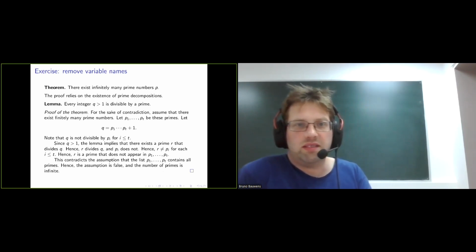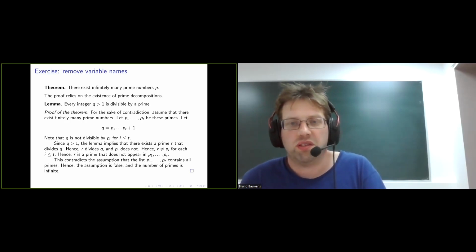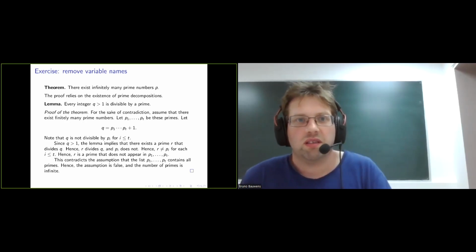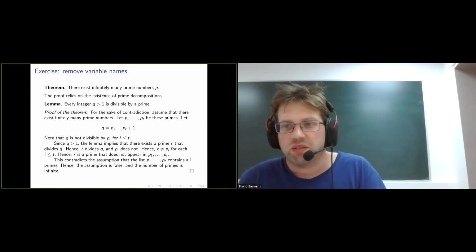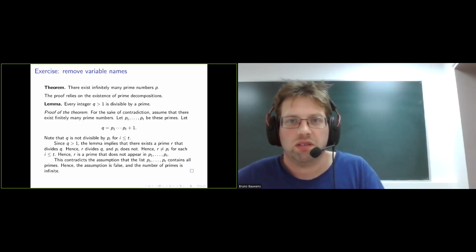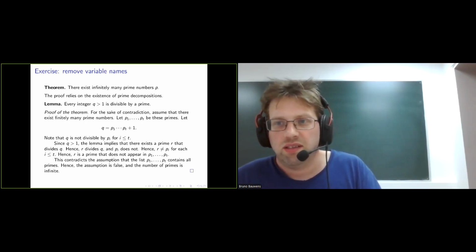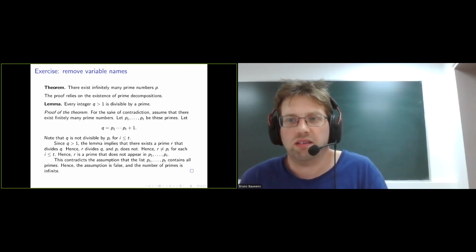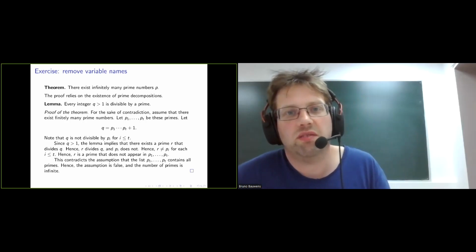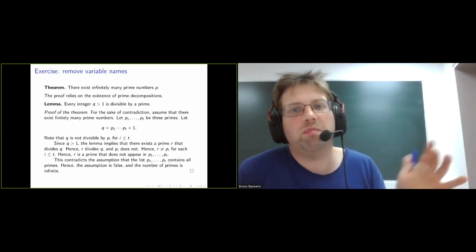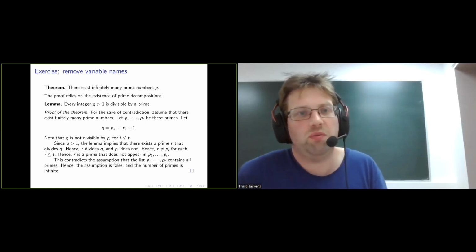So here is some exercise. Let's go over it line by line, and then you can tell me what can be improved. So the theorem: there exist infinitely many prime numbers P. What can we improve on the statement? We can drop two things. We can actually say, okay, one can discuss this: there exist infinitely many primes. It's debatable whether this is better or not. I am not sure, but at least P we should definitely drop.